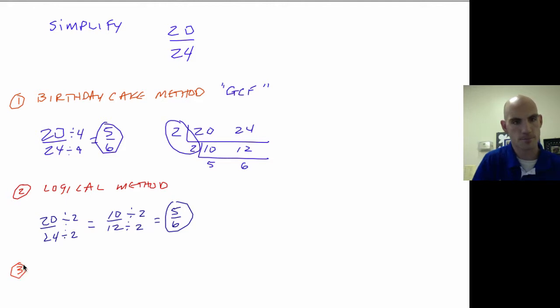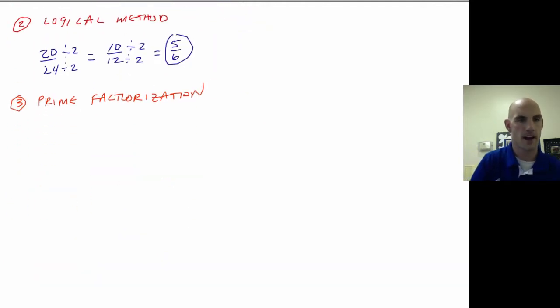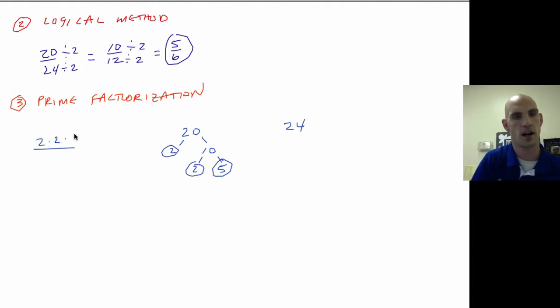Third way, we're going to call it prime factorization. Prime factorization is a way to shrink it down, also using the factors of all these numbers. What I'm going to do first is I'm going to take 20 and I'm going to take 24 and I'm going to find the prime factorization. If you don't know what that is, I'm going to make a factor tree. 2 times 10, I circle 2 because it's prime. 2 times 5, I circle 2 because it's prime, and I've got 5. So on top, I've got 2 times 2 times 5.